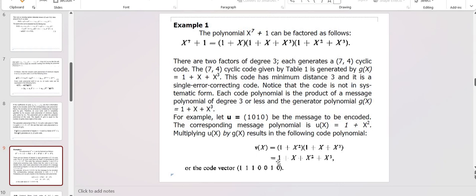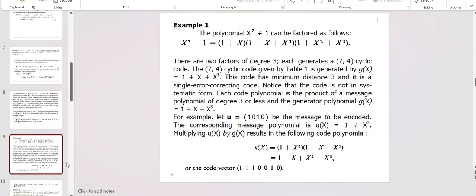So by multiplying 1 into 1, you will get 1, then x into 1, x into x square, that will be x cube, and x cube into x square will be x raised to 5. So 1 as it is, x is available, x raised to 2 is available, so you can place the 1 here. X raised to 3 is not available, so it is 0. X raised to 4 is not available in this code, so again it is 0. X raised to 5 is available, so it is a 1. But x raised to 6 is not available, so it will become 0. So you will get the 7-bit code vector polynomial.